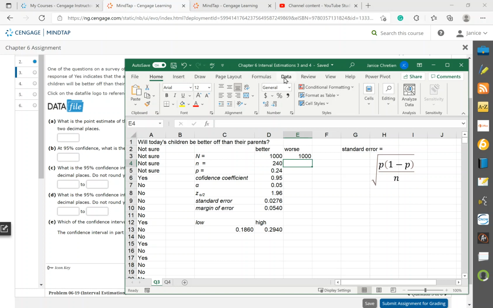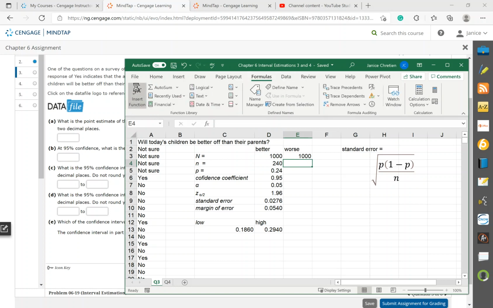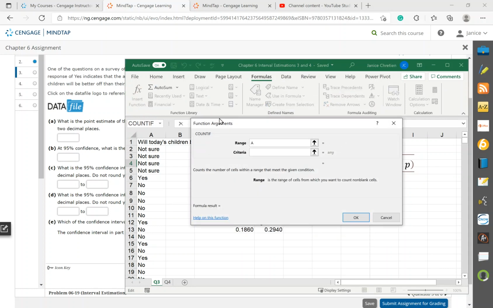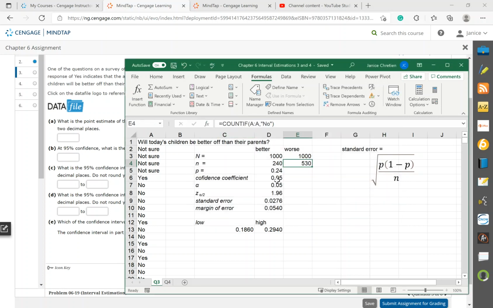So again, I'm going to do my count if, my A, and I'm going to say no. So my P is going to equal 530 divided by 1,000. My confidence interval is still 0.95, which means my A is still 0.05 and my Z is still 1.96.